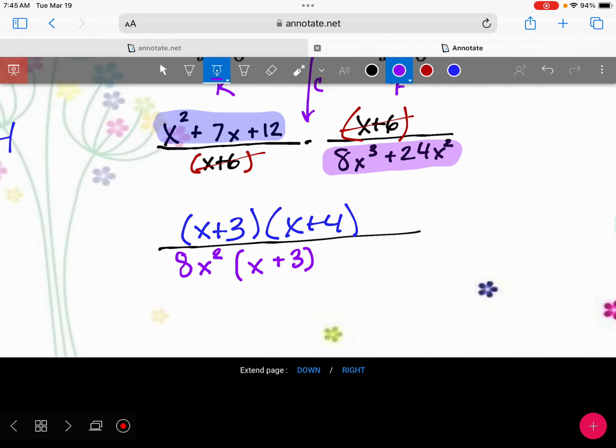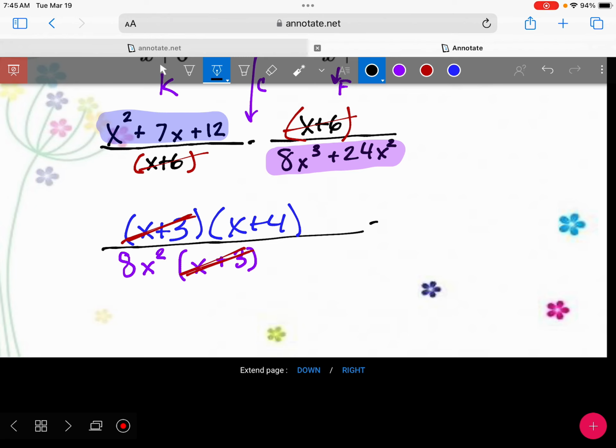So do we have any more simplifying we can do here? X plus 3. The x plus 3's cancel out. So we wind up with x plus 4 over 8x squared.